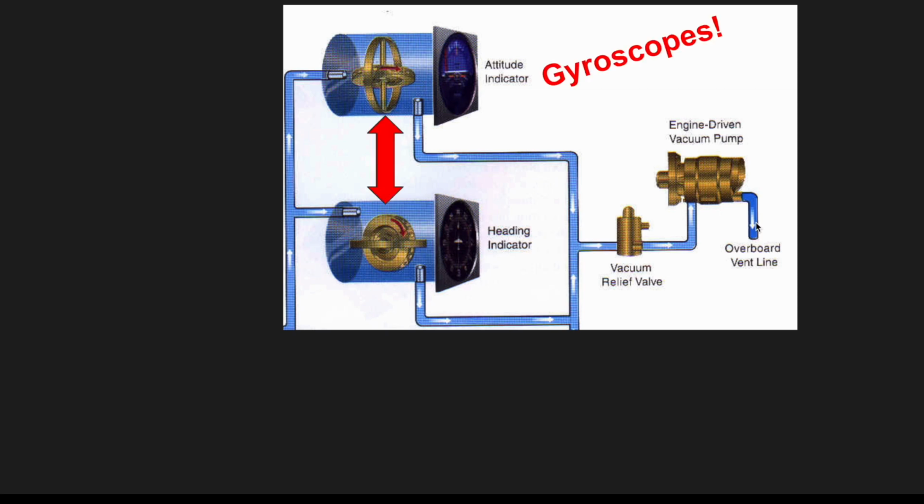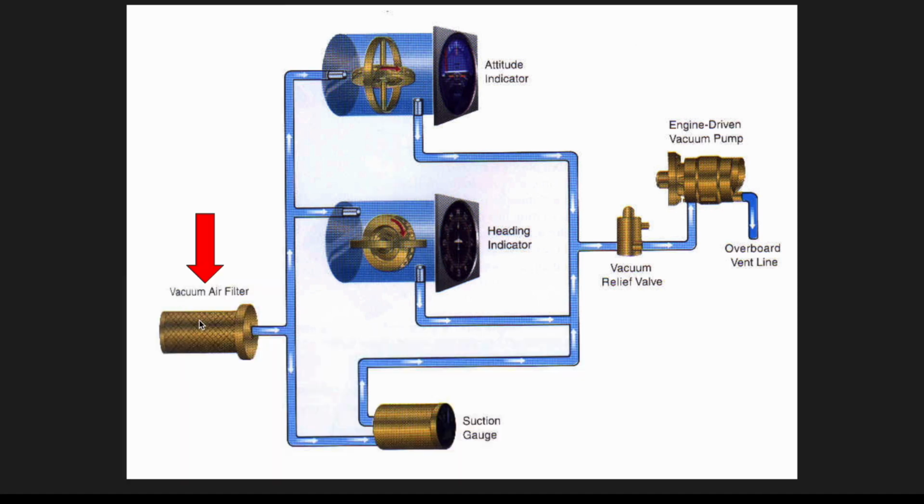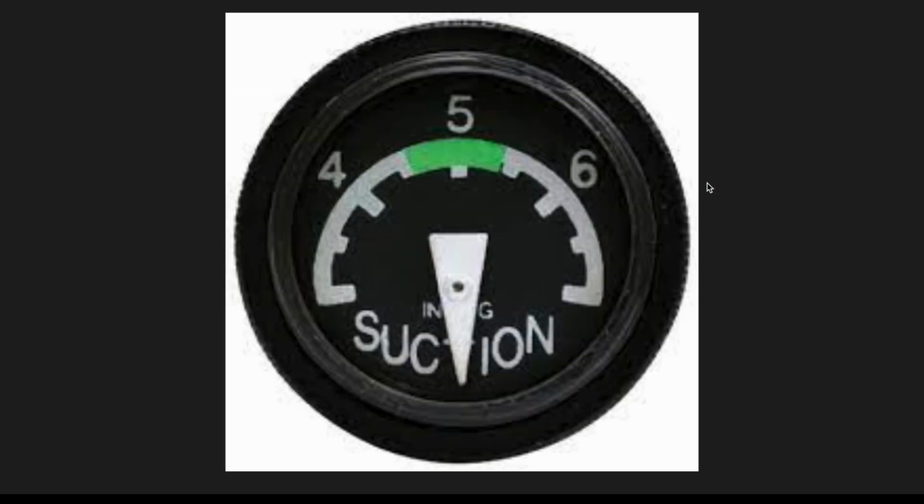There's your heading indicator, there's your attitude indicator, and those are gyroscopes. And we have some sort of filter that's being pulled through, so it's got clean air. We don't want to put dirt and stuff inside of our gimbals. It'll gum them up. And air is also being pulled through the suction gauge through the same system, so we know how much pressure this engine-driven vacuum pump is actually producing. The suction gauge right there.